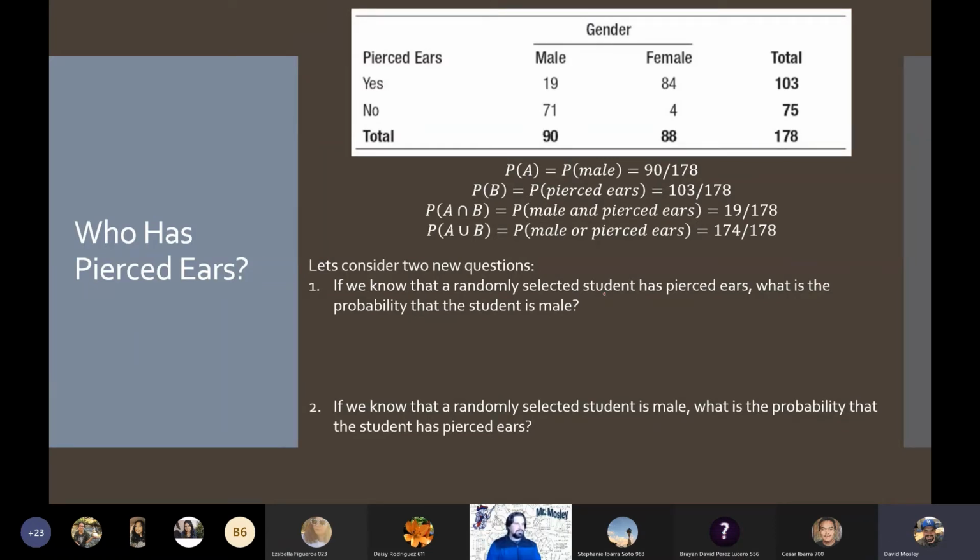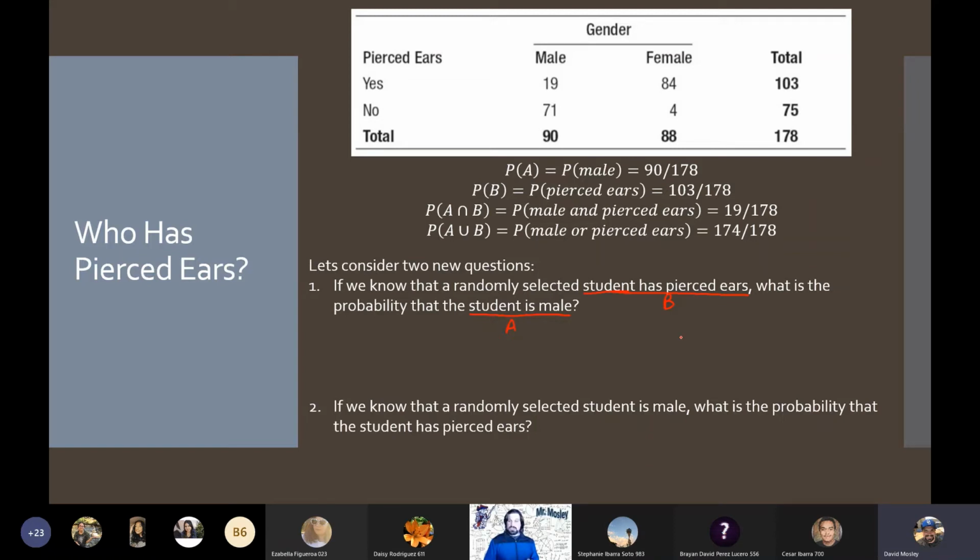Right, so once again, we have the two scenarios. Student has pierced ears, right? And student is male, right? This was scenario or event A. This is event B from the previous example. Which of the two events, A or B, is the given event or the conditional event in this question? Which is it, A or B?